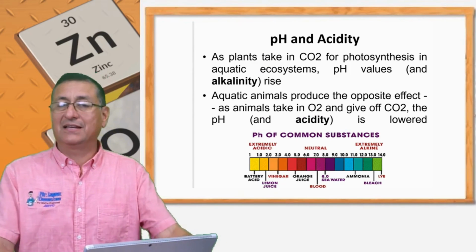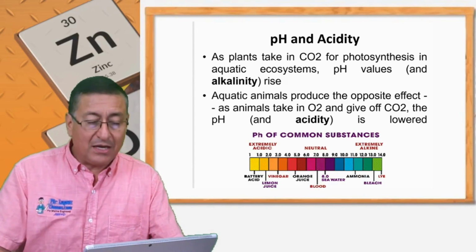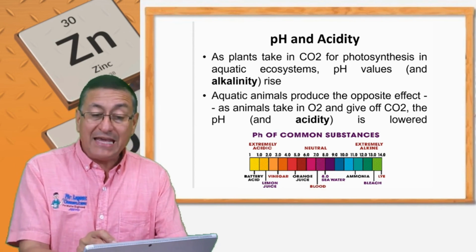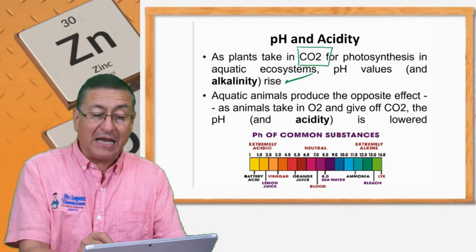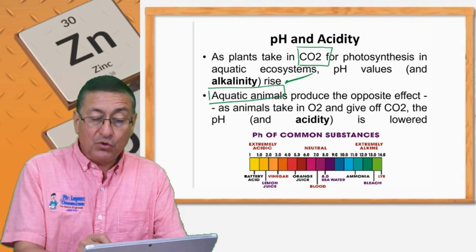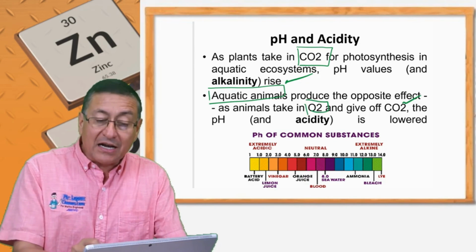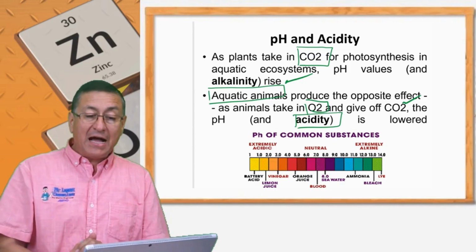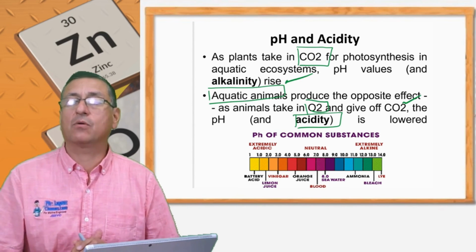Look at this. In regards to the aquatic plants and the aquatic animals: the aquatic plants take the CO2, and with the photosynthesis they increase the alkalinity. And the aquatic animals take the oxygen and produce CO2 and reduce the alkalinity, increasing the acidity. The animals increase the acidity, and the plants increase the alkalinity.